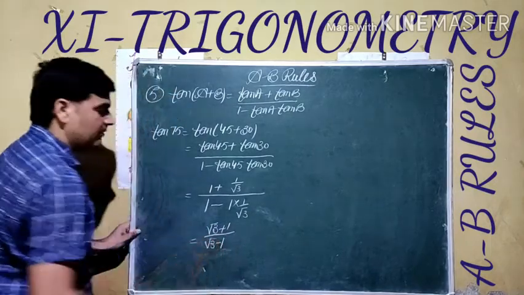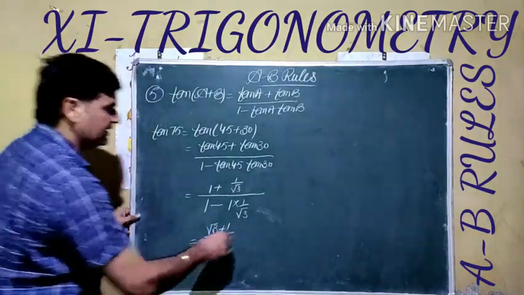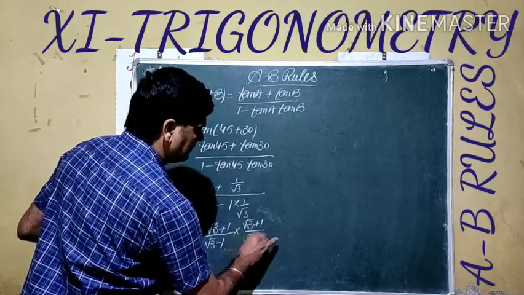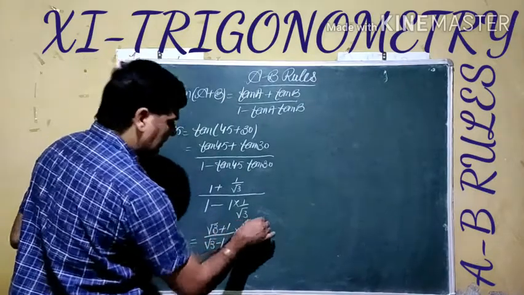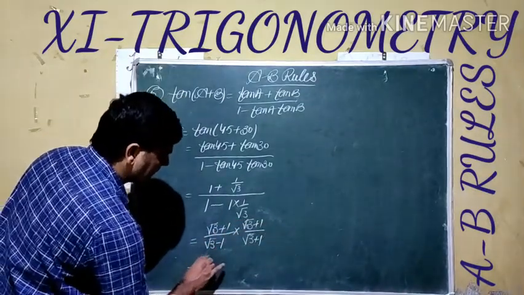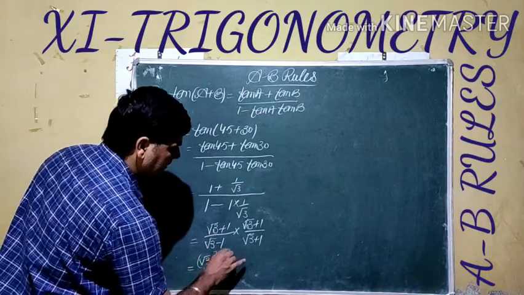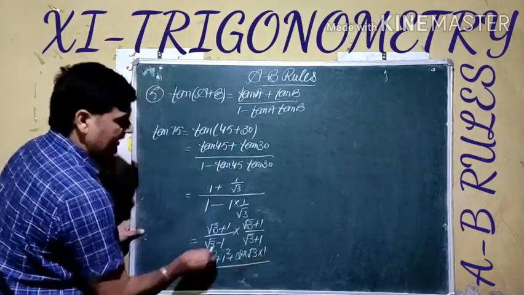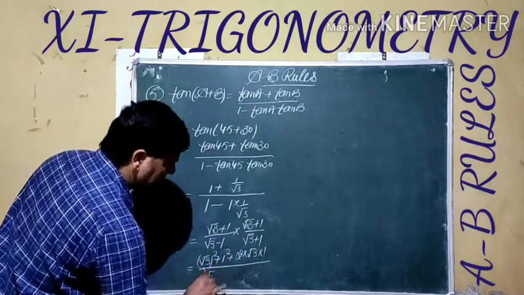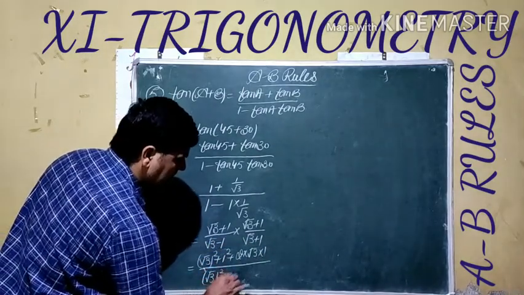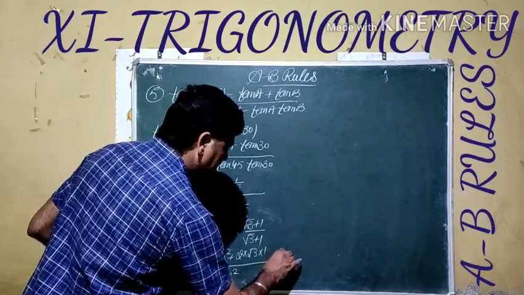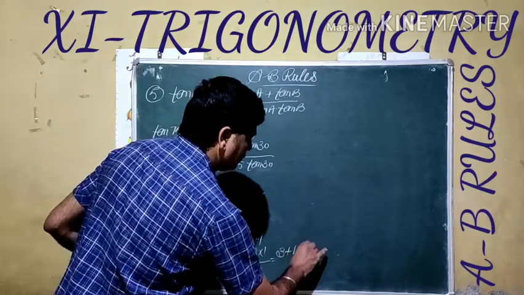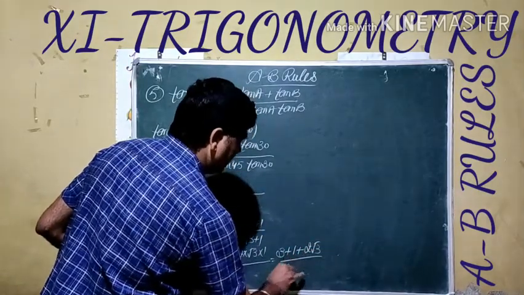As we know, an irrational number does not come in the denominator, so we rationalize by square root 3 plus 1. Upside becomes a plus b whole square, which is a square plus b square plus 2ab. Downside, it is a minus b times a plus b, which is a square minus b square. If we simplify, we get 3, because the square cancels out the square root. The square of 1 is 1. It is 2 square root 3 divided by 3 minus 1.